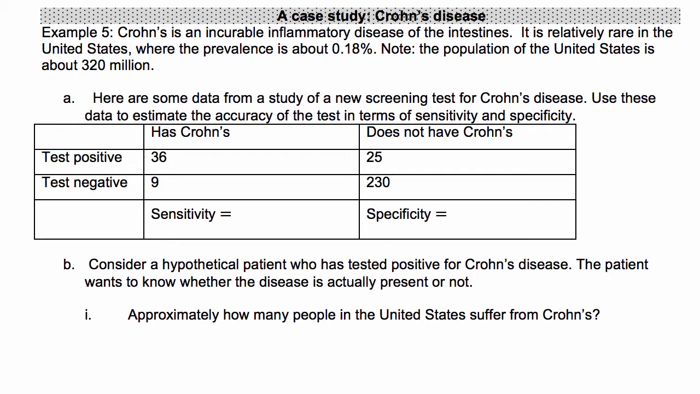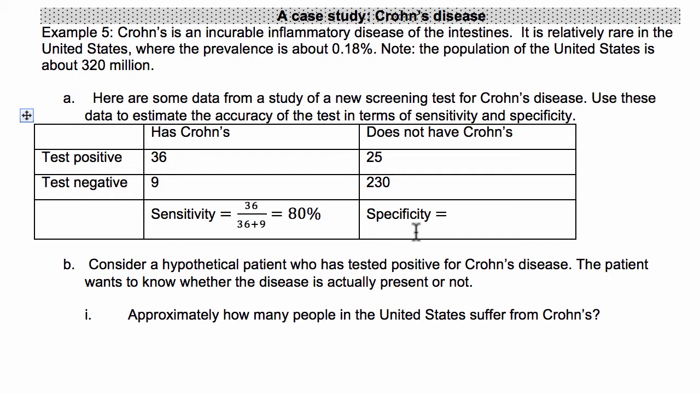Use these data to estimate the accuracy of the test in terms of sensitivity and specificity. According to the table, 36 participants in the study who had Crohn's tested positive. Using this data, we can calculate the sensitivity of this test to be 36 over the quantity 36 plus 9, or 80%. Of the participants in the study who did not have Crohn's, 25 tested positive and 230 tested negative.